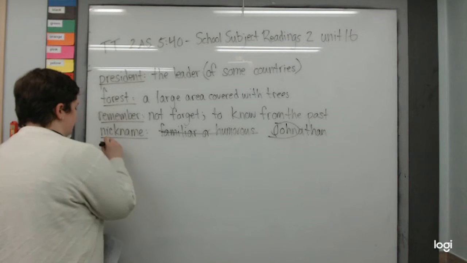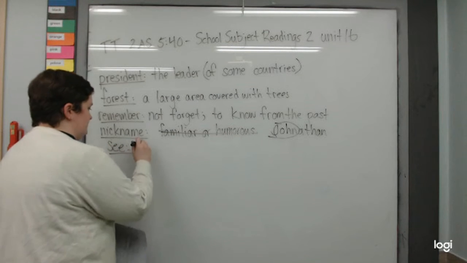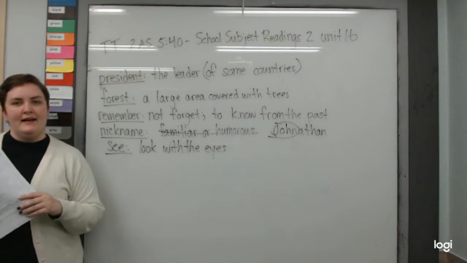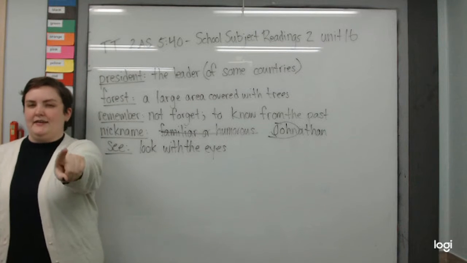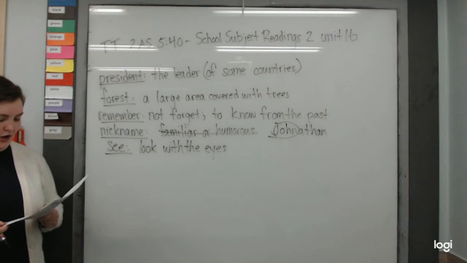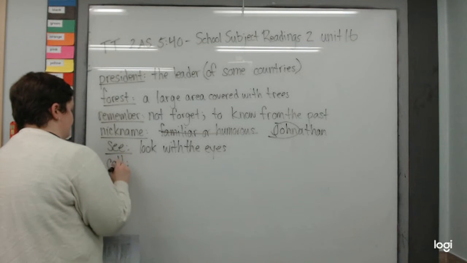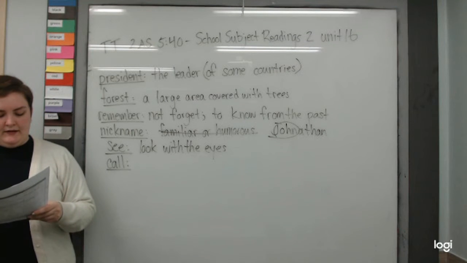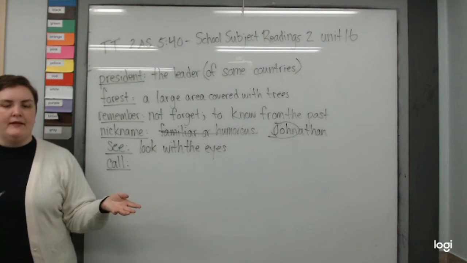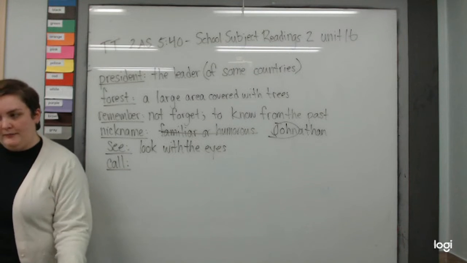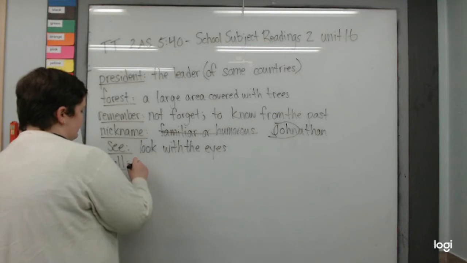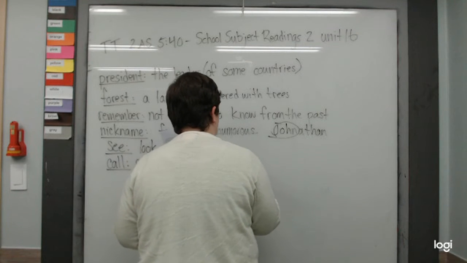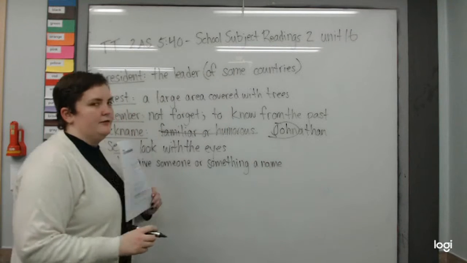Then let's do C. Just look with the eyes. Right now, you see me on the video, and I see the camera. I don't see you. Next is call. So call can mean many things. Call can be like on the telephone, like I call my mom. But call can also be give someone or something a name. Like, my name is Rose. You call me Rose. So call is give someone or something a name.